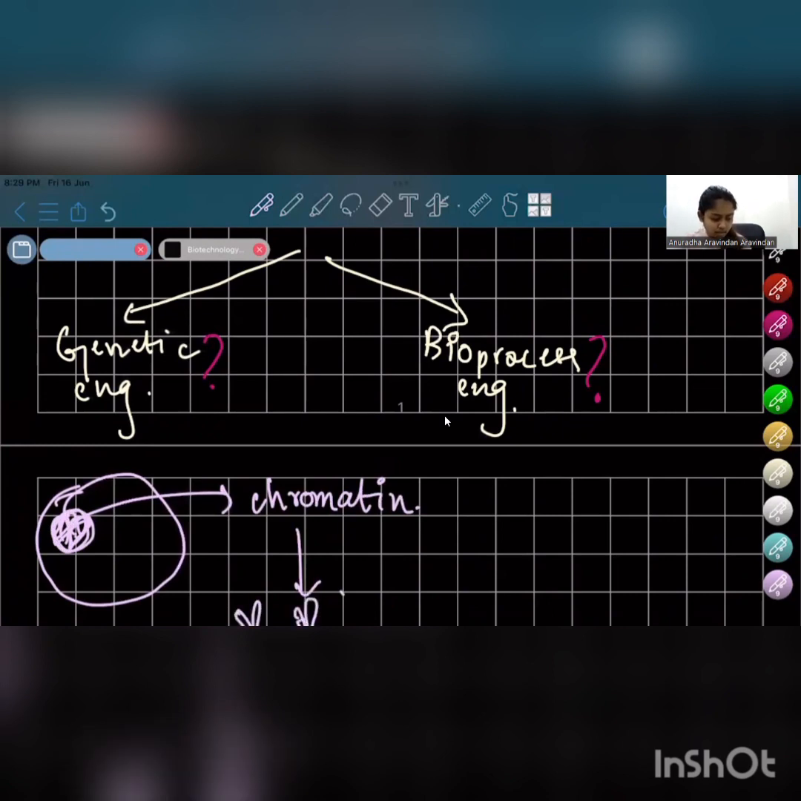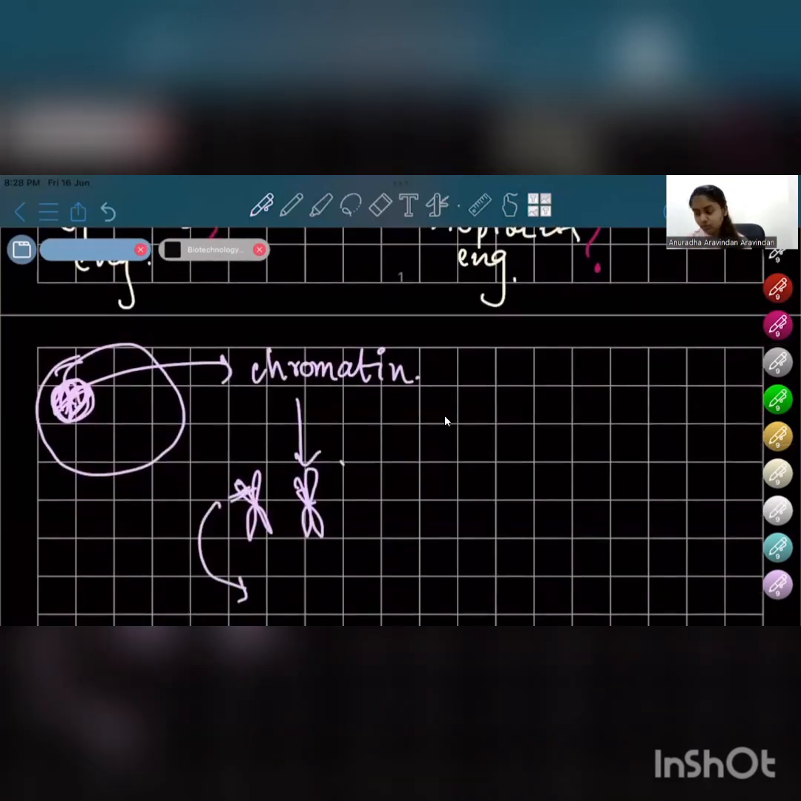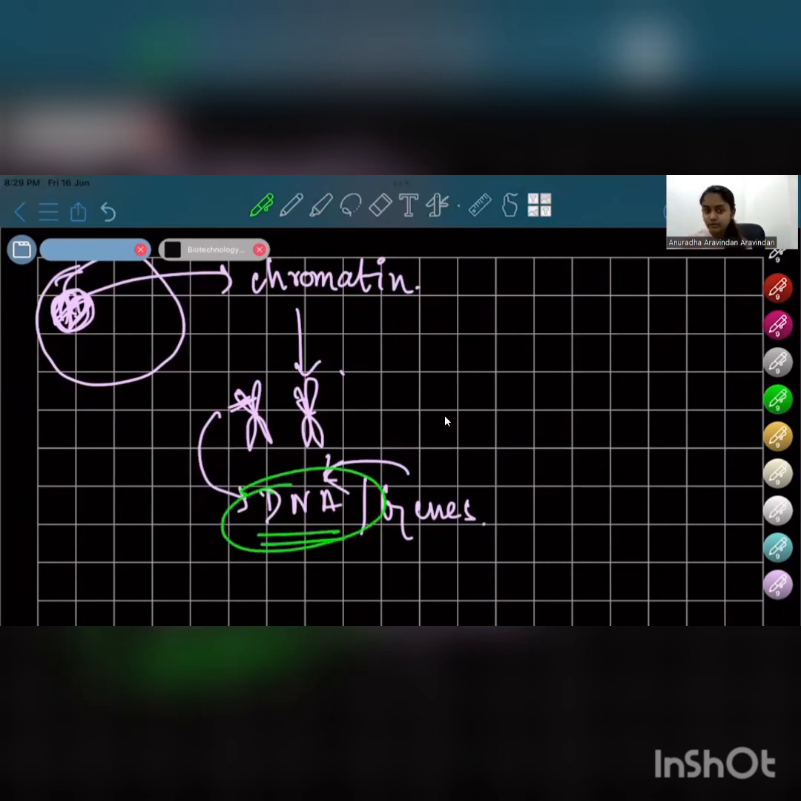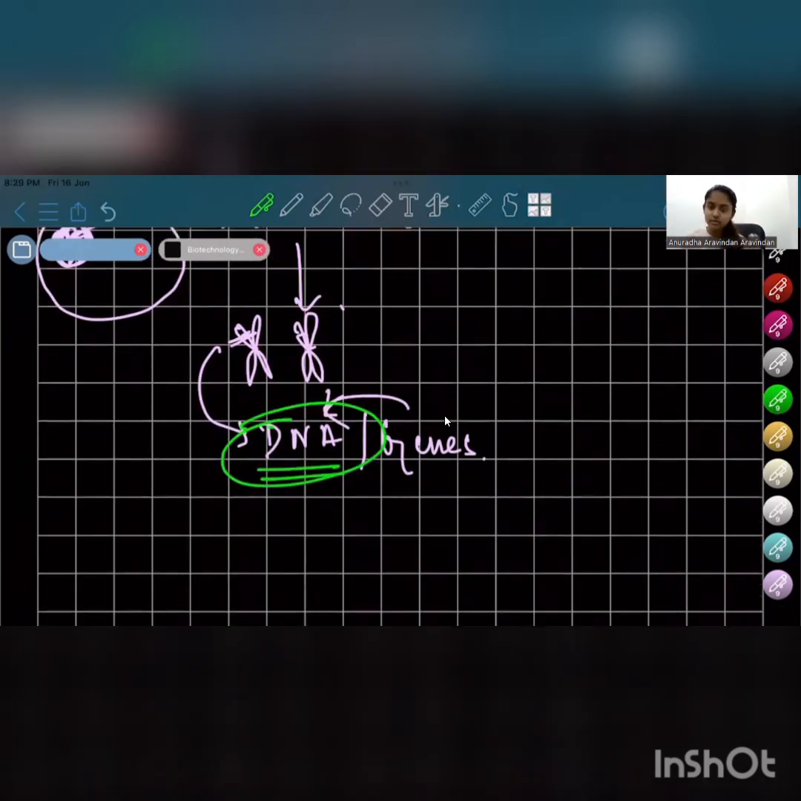Chromosomes like these. These chromosomes will in turn contain what? These chromosomes will in turn contain DNA or the genes, right? The genes which will have the DNA actually. So you know that DNA is the blueprint of life. Whatever processes are happening inside our body are controlled by the genetic material, DNA, obviously.